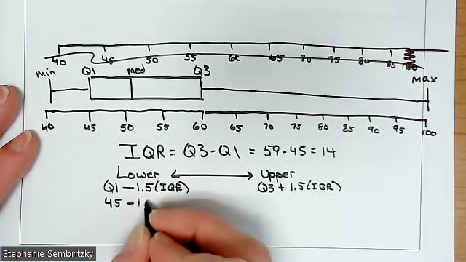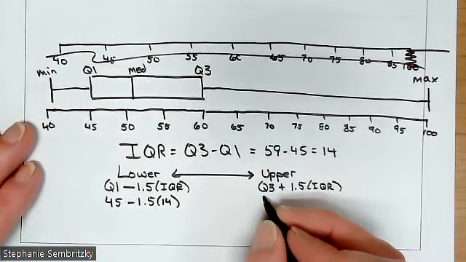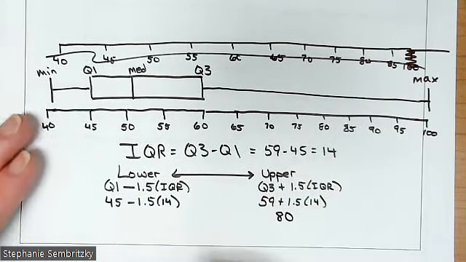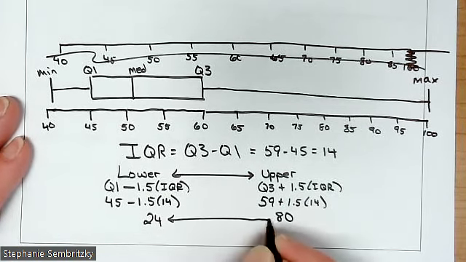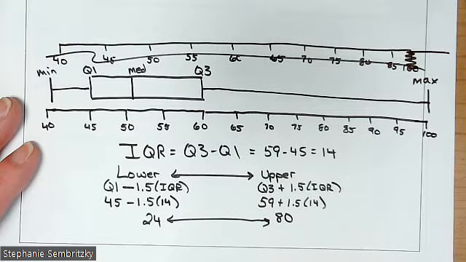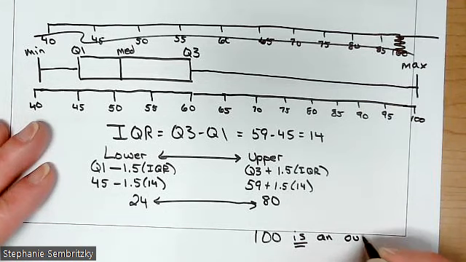45 minus 1.5 times 14. Did anybody already figure that out? Oh, the top one is 80? Okay. Right, that can't be the bottom one. 80. The bottom one is 24. So this is the range we should stay between, 24 to 80. Are there any of those values that are below 24 or above 80? So 100 is an outlier.